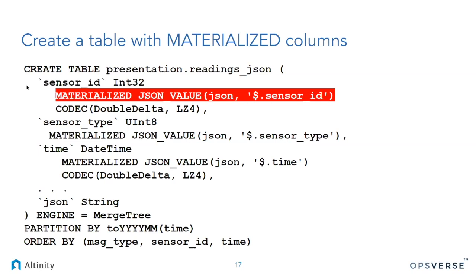So there's another way that you can do this. If you've manipulated JSON before, you can also use the word default instead of materialized. The distinction between them is if you say materialized, when you do a select star, the column will not appear. If you say default, it will appear. So it's your choice. But very simple way to pull the data out.